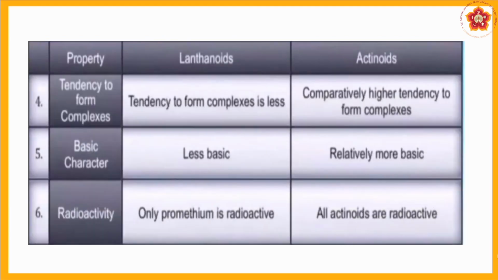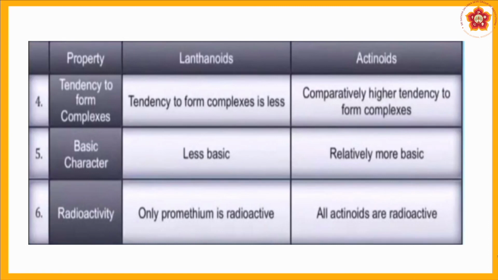Moving on to the next point, tendency to form complexes. This factor we are going to study extensively in the next chapter, which is called coordination chemistry, which is nothing but formation of complex compounds. So the explanation for this shall be seen in the next continuation of this chapter. The next one is basic character, less basic, relatively more basic, because in 5f, in actinoids, electrons are outside. These electrons will be much more flexible to give away the electrons which are present.